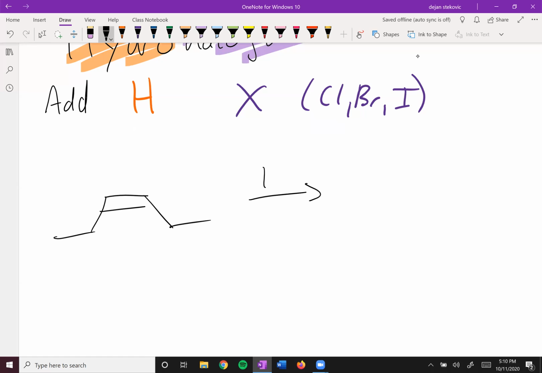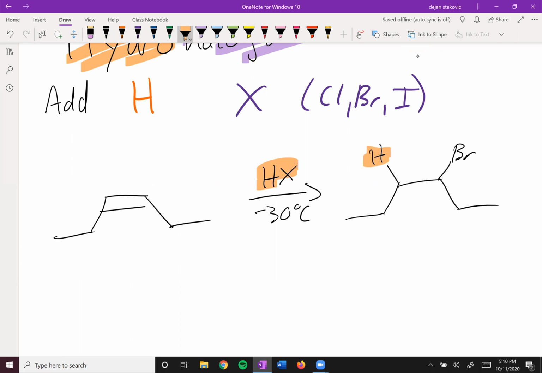And so if we think about this reaction, we're doing an addition reaction. So generally these things are done at lower temperatures, in this case, negative 30 degrees Celsius. That way we form this addition, right? Our enthalpy is going to dominate. And you can see when we add HBr across this reaction, we add some HBr.